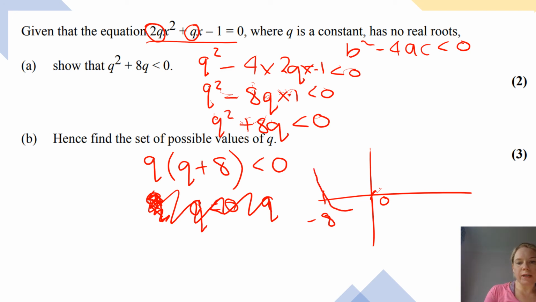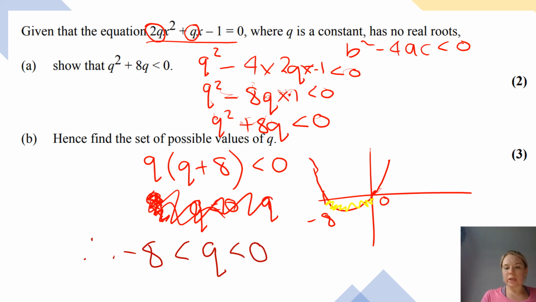So therefore my graph looks a bit like that, minus 8 and 0, and then it's got to be less than 0. So again, it's the bit under here. So therefore q has to be, sorry, to give myself a bit more space, q has to be greater than minus 8 but less than 0. Between this it will be under the line, and anything after 0 or before minus 8 makes it positive, and then there will be roots.